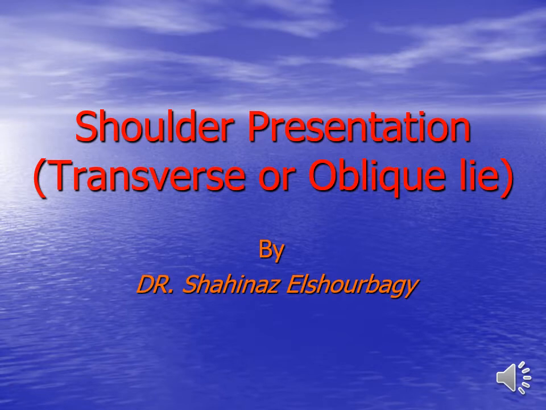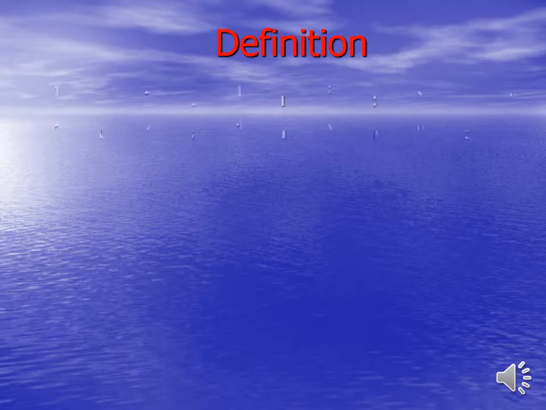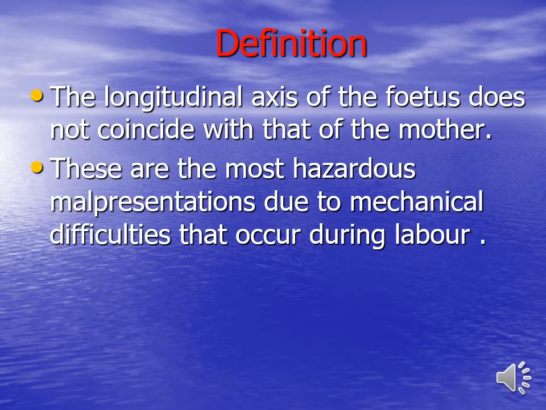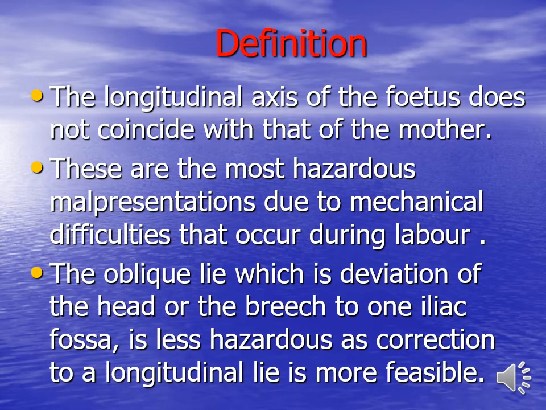Our lecture today is about the shoulder presentation or the oblique lie. Definition: the longitudinal axis of the fetus does not coincide with that of the mother. These are the most hazardous malpresentation due to mechanical difficulties that occur during labor. The oblique lie, which is deviation of the head or the breech to one iliac fossa, is less hazardous as the correction to the longitudinal lie is more feasible.